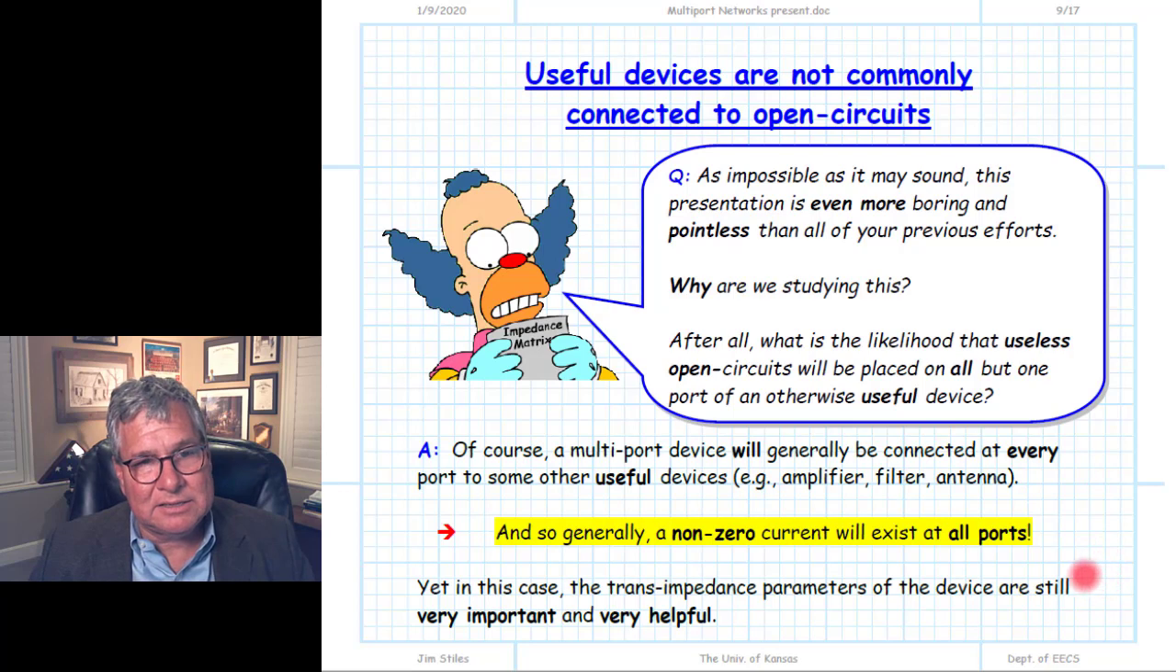Well, it turns out this analysis of the transimpedance parameters will still be very useful to us in real situations where all the ports are connected to useful devices and all the currents are non-zero. And the reason we can do this is because what's inside the blue box is a set of linear circuits. We have a linear time invariant circuit. And because of that, we can apply the concept of superposition.